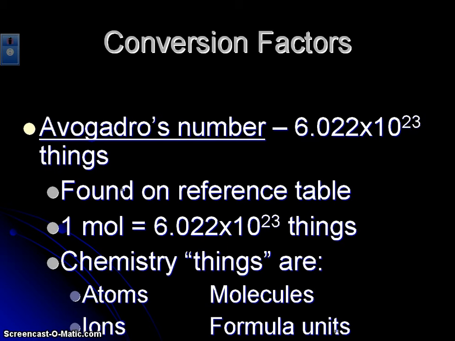And in chemistry, the things that we are counting are things like atoms, ions, molecules, and formula units. We'll learn more about what formula units are. I think that's a relatively new term to you. Now we're going to move on to learn about how to do calculations using these conversion factors in the next video.